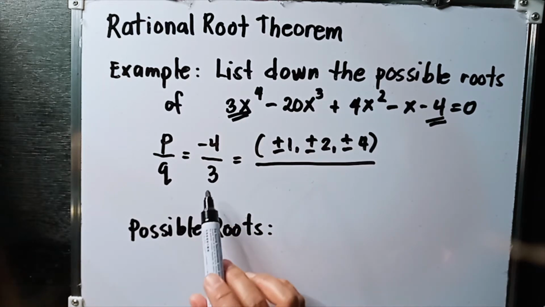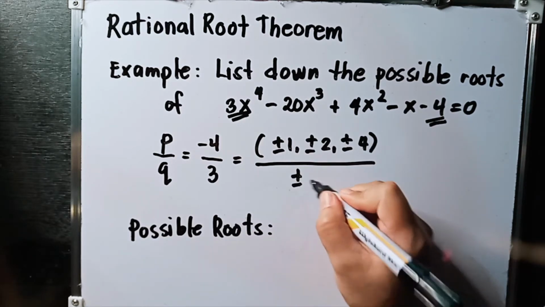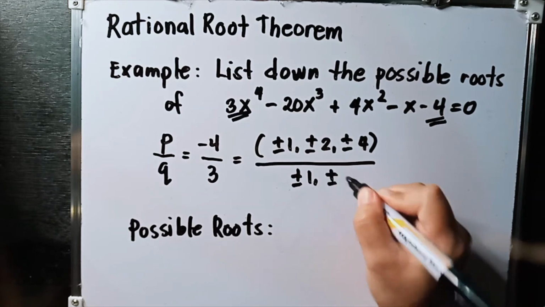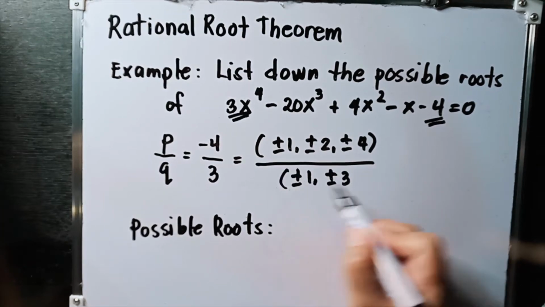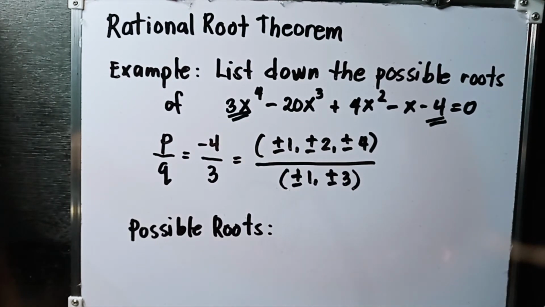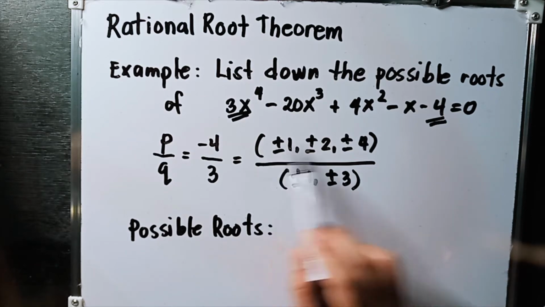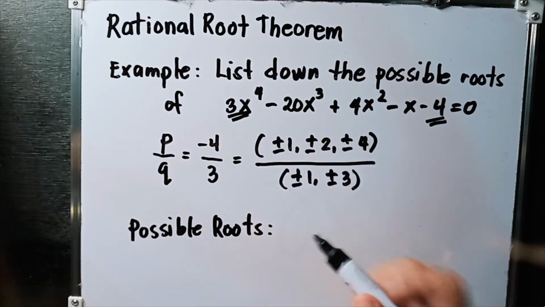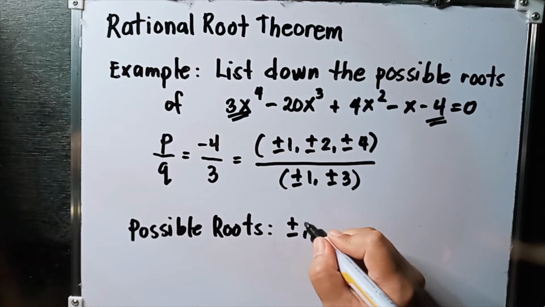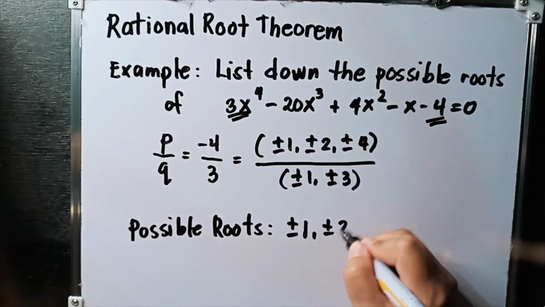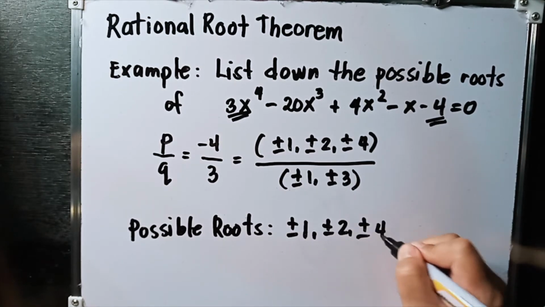How about the factors of 3? Positive negative 1, positive negative 3. That's it. And then we're going to divide. So the possible roots, if the divisor is 1, we just copy all the numerator: positive negative 1, positive negative 2, positive negative 4.